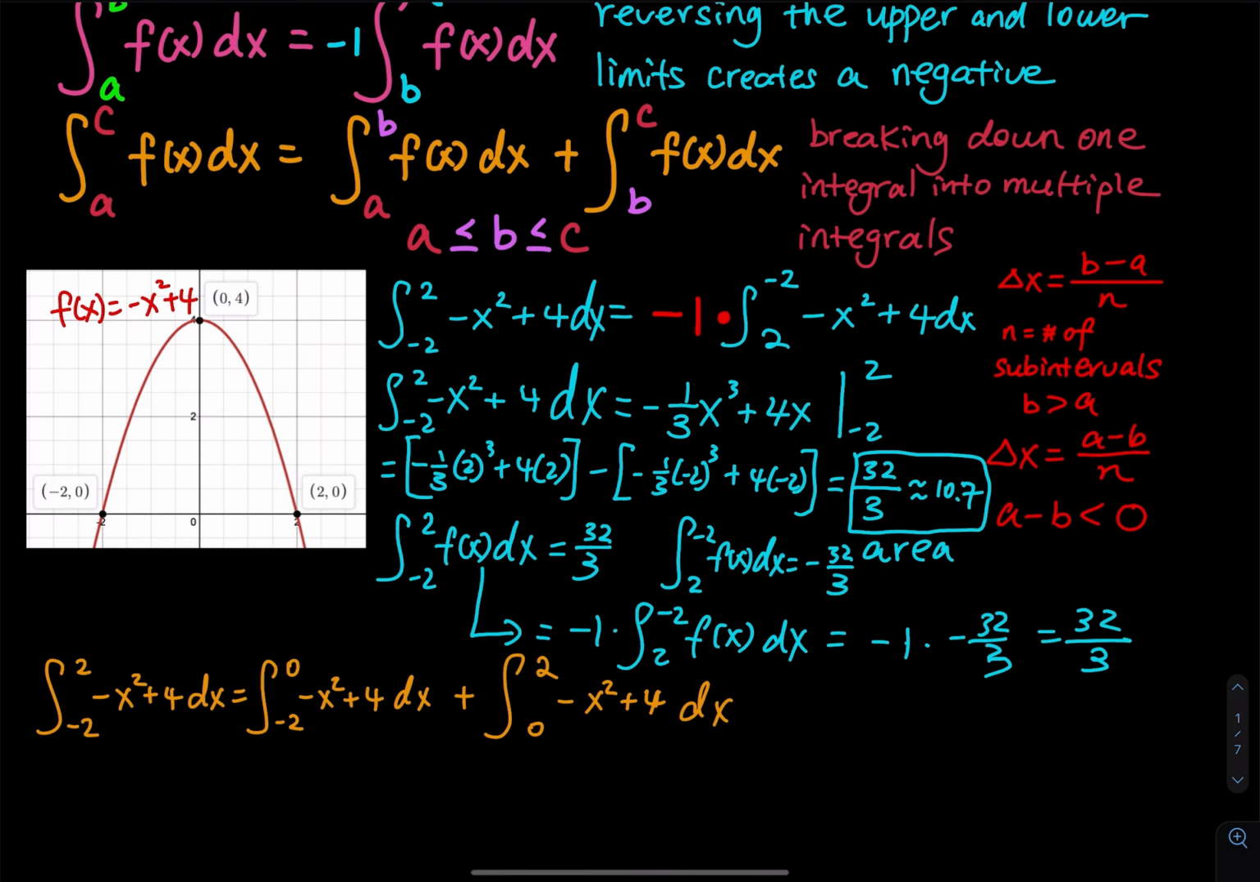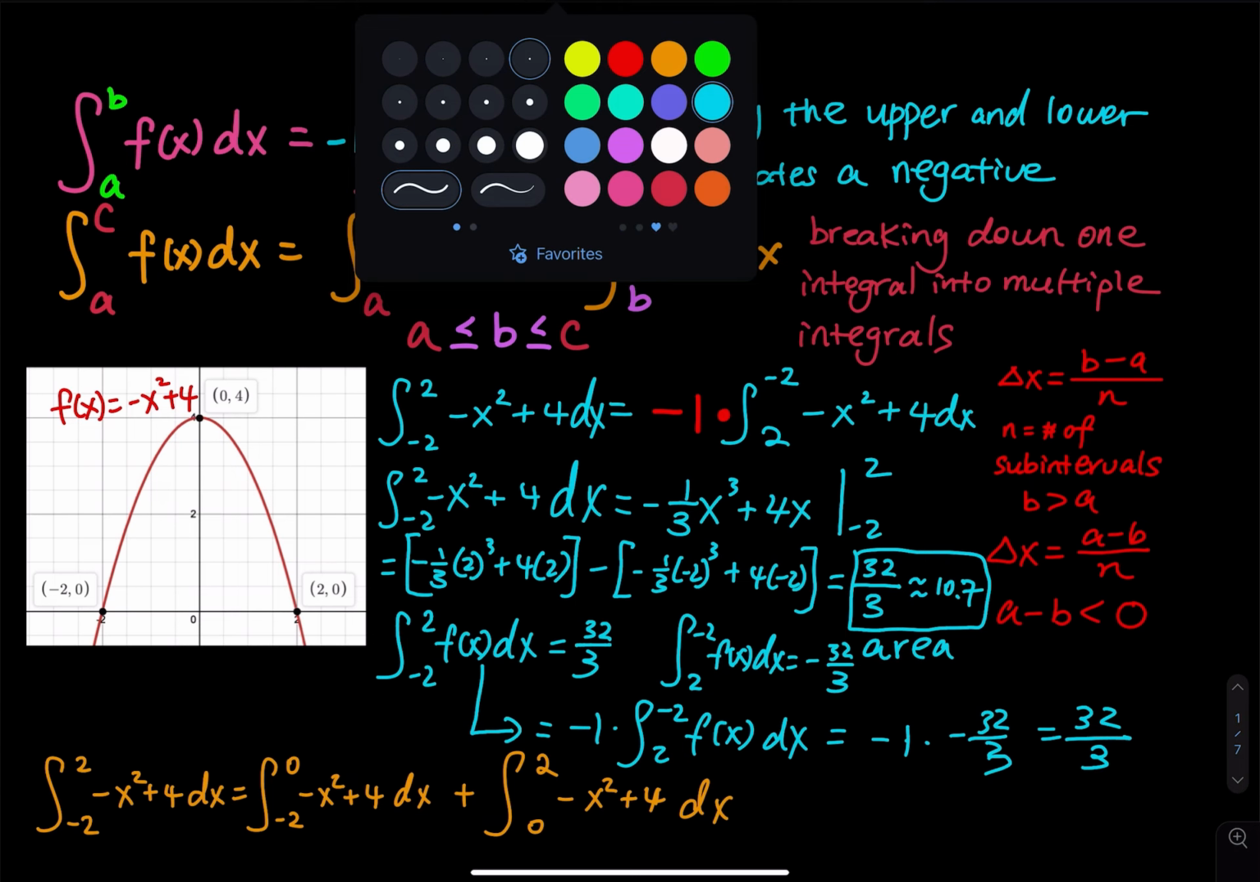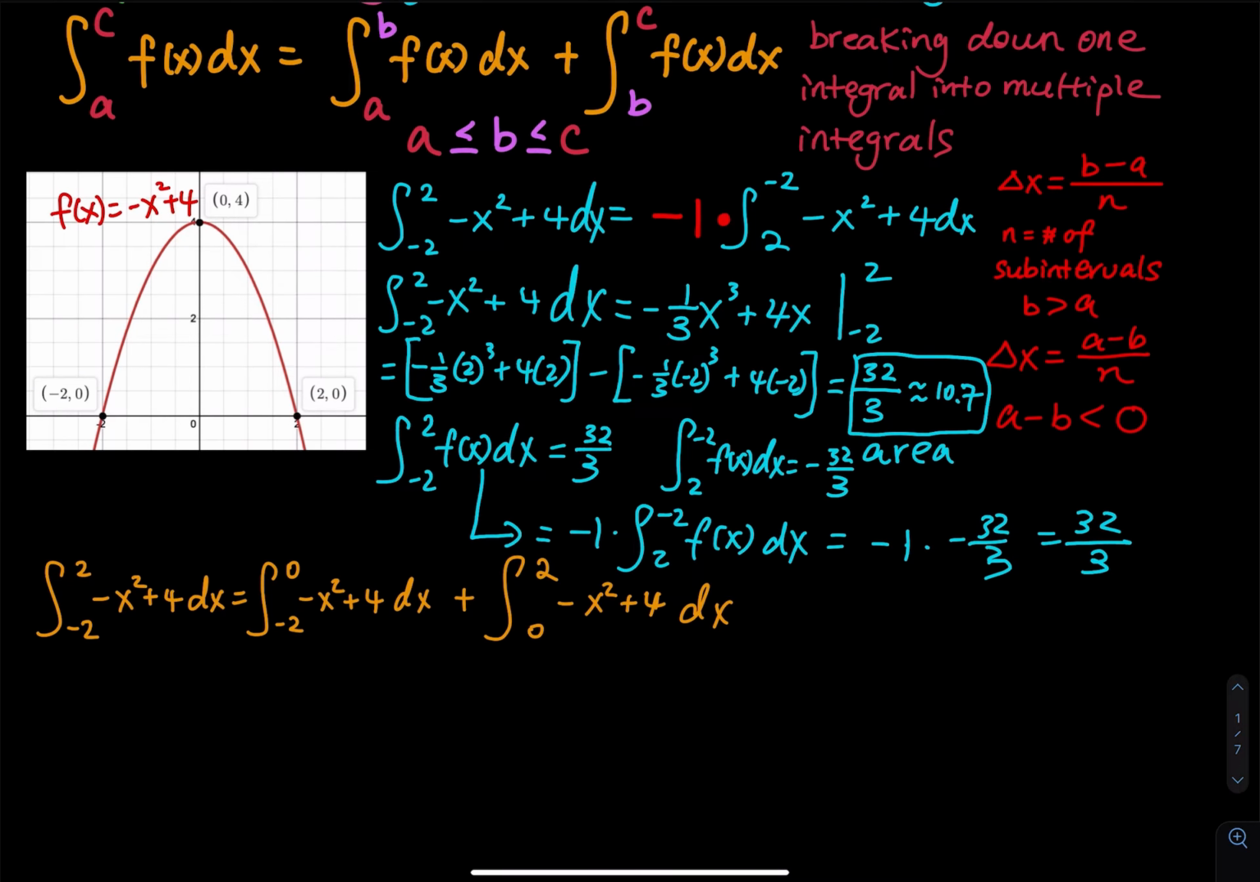So what do we get right here? We have an integral from negative 2 to 2 of the function, and I break this down into two pieces. The first piece is from negative 2 to 0, and the second piece is from 0 to 2. So for the piece where you go from negative 2 to 0, let's take a look at what that equals. So that one gives you what?